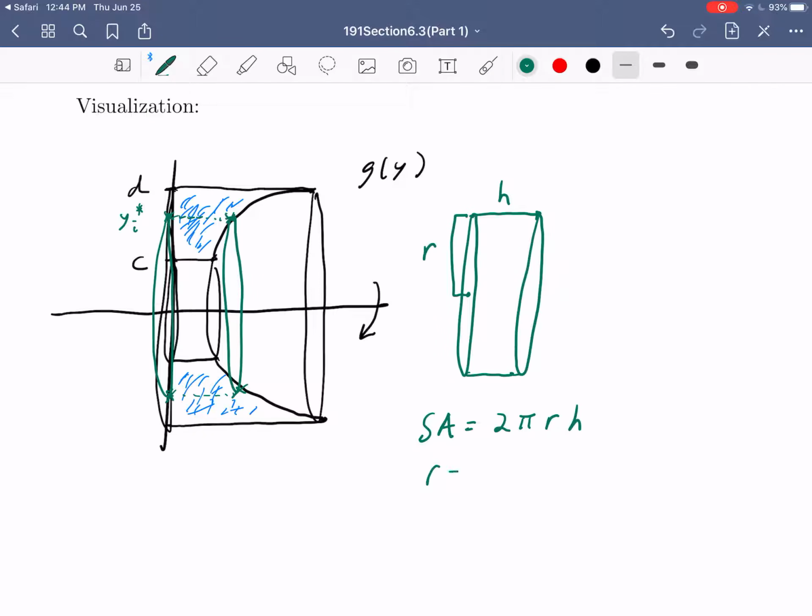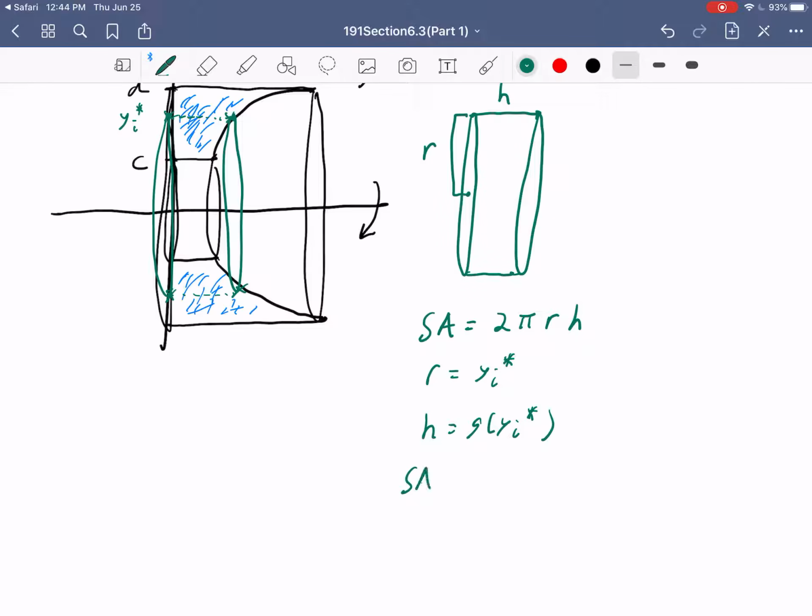So we could say that the radius is just that y_i star. And the height, well, the height is this way. So it's from here to our function. So that's just our g at that y_i star. So that means that the surface area of each individual shell is 2 pi y_i star g of y_i star.